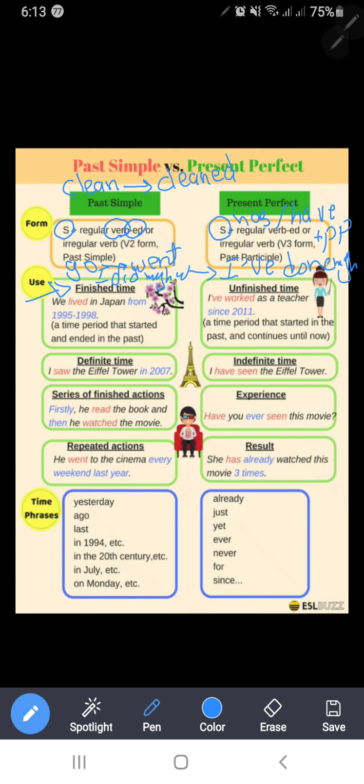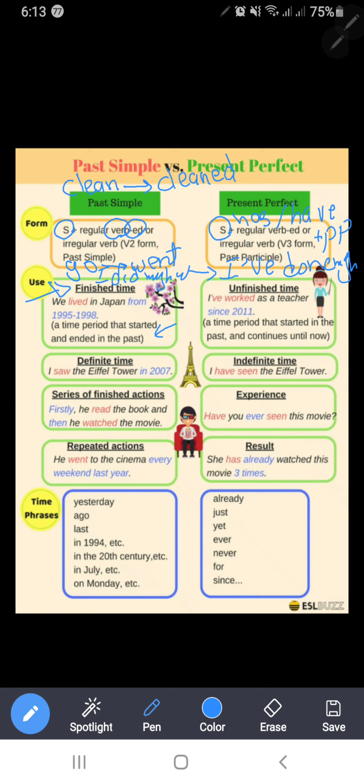For example, we lived in Japan from 1995 to 1998, a time period that started and ended in the past. So, what I mean by that, can anyone tell me? Are you following? Yes. Am I still living in Japan or not? Yes, I'm not living in Japan anymore. I lived in Japan in the past, but now I'm not.